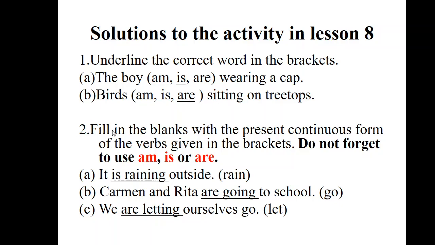Number 2, fill in the blanks with the present continuous form of the verbs given in the brackets. Don't forget to use am, is, or are. We have rain, go, and let. A, it is raining outside. B, Carmen and Rita are going to school. C, we are letting ourselves go. That's how you're supposed to answer.